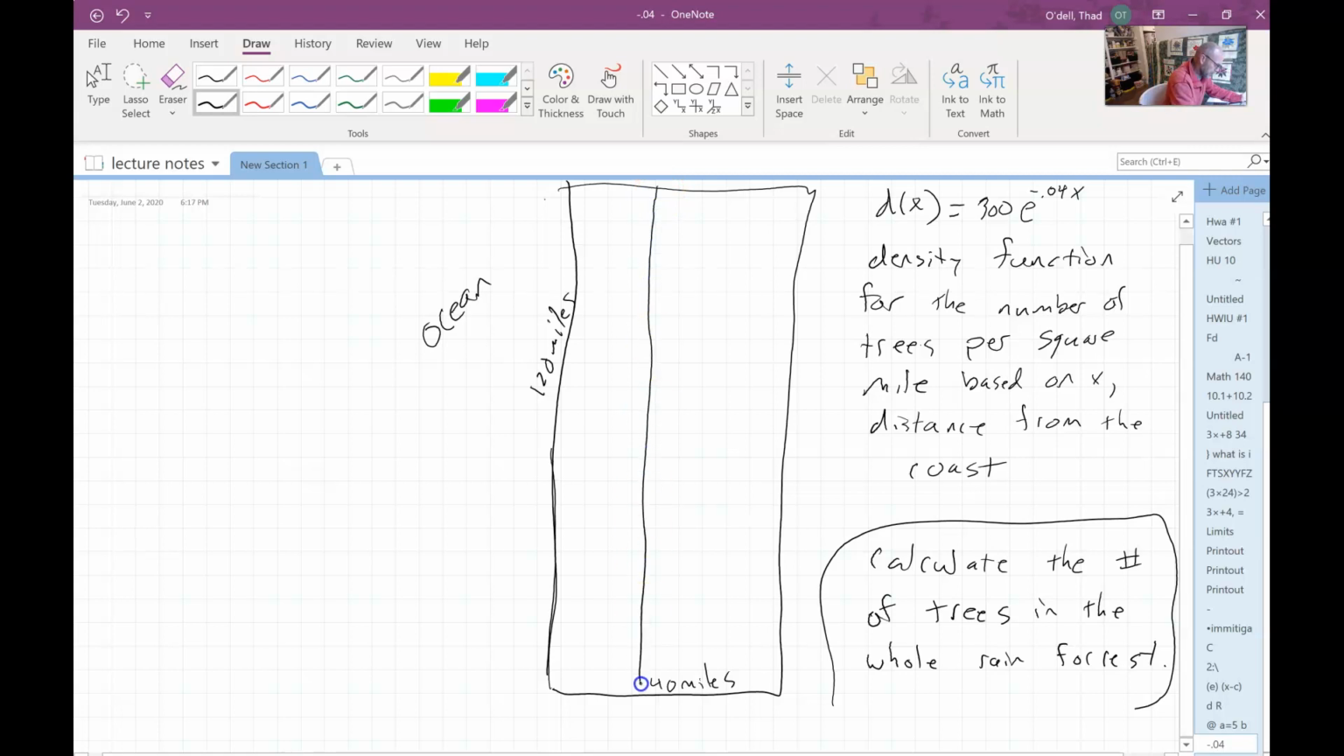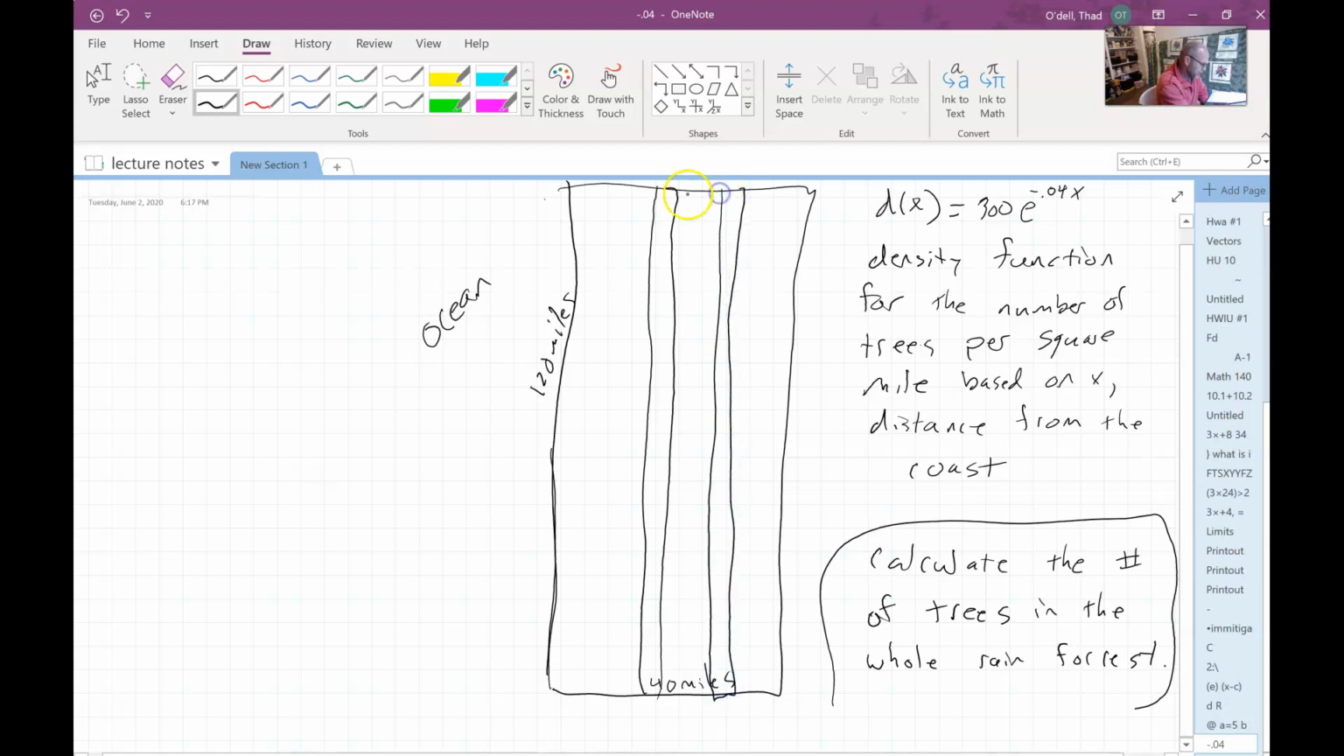Here's one example of a strip that should have roughly the same density, because that whole patch of forest is the same distance from the ocean, right? We could take a bunch of these little strips that are spread out along here. Remember, this is like a Riemann sum. If we find the number of trees for each one of those and add them all up, we should get the total number of trees. So that's exactly what we're going to do.